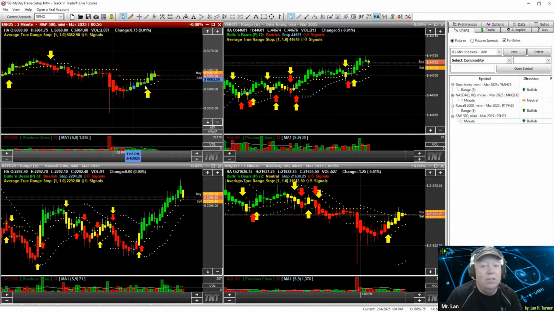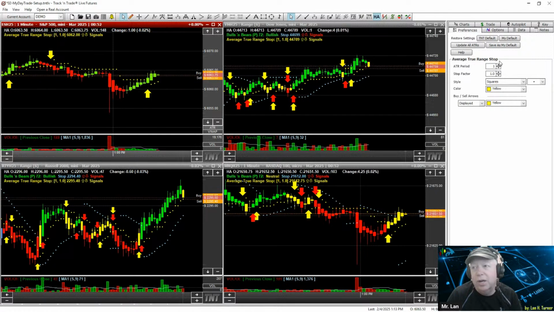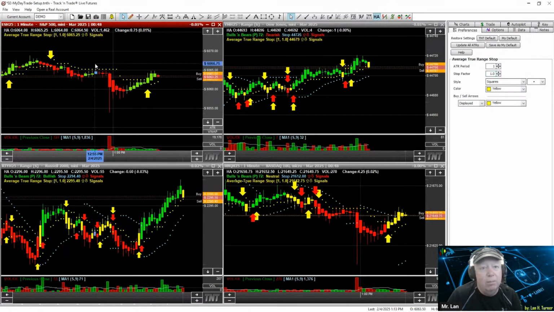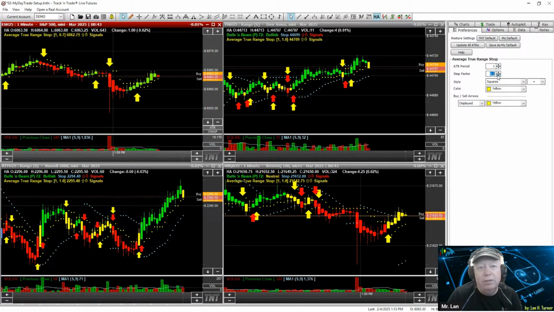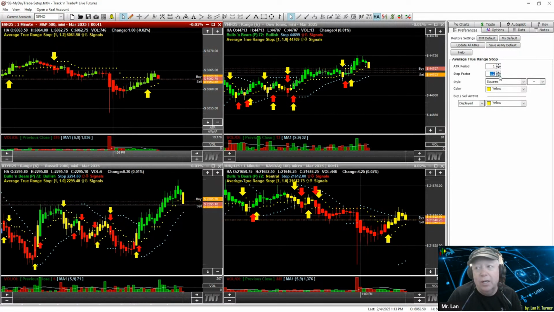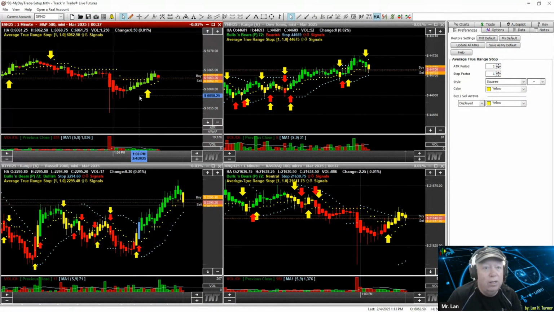Now, those little yellow dots in Track and Trade, that's the average true range. And you can see I've got them set to 1 and 1 right now on the minute charts. And what we're going to do is just leave them there. You can make it a little tighter if you like, or a little looser if you like, but 1 and 1 is kind of a good starting point. So we'll leave those there.